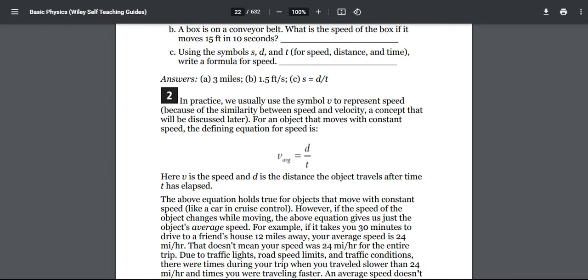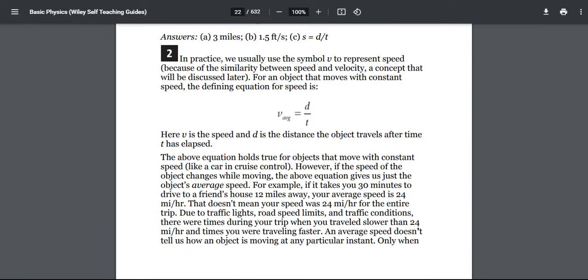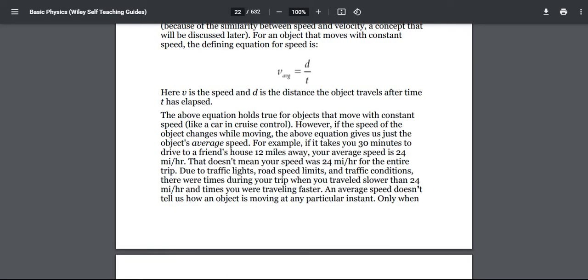So the formula is V equal to d divided by t, which is nothing but speed equal to distance divided by time. Here v is the speed and d is the distance the object travels after time t has elapsed. The above equation holds true for objects that move with constant speed, like a car in cruise control. However, if the speed of the object changes while moving, the above equation gives us just the object's average speed.